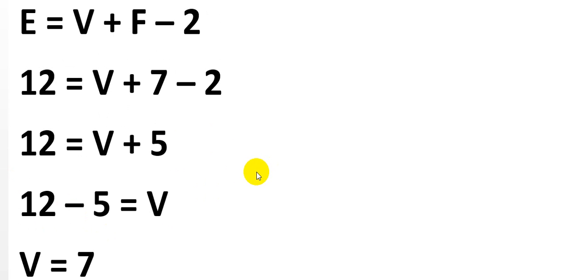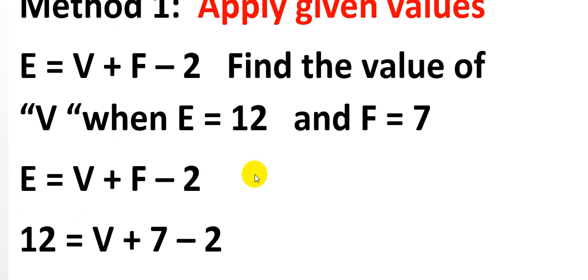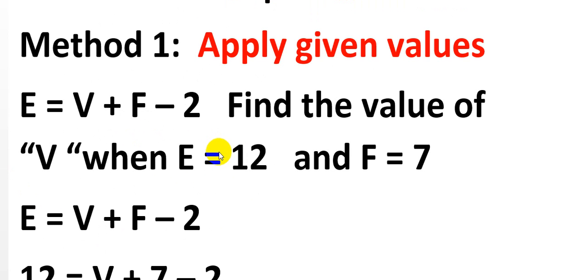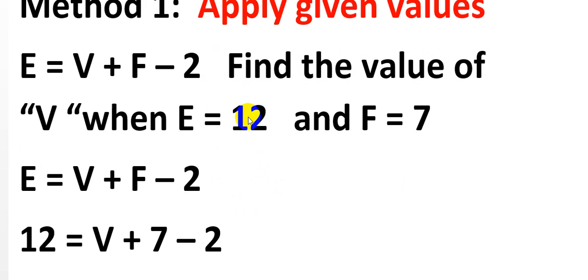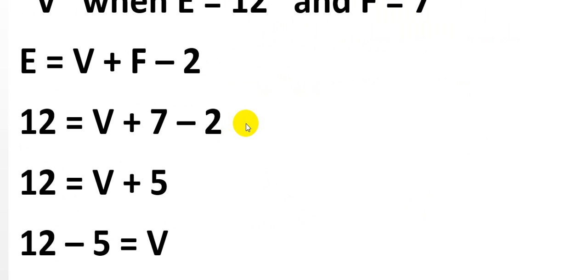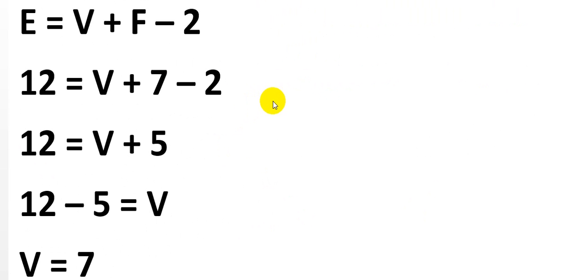So this is a simple formula which is given, and they want us to find the value of V by substituting, or in other words by replacing the corresponding values of E and F. So this is the first method. You straight away take the formula, check the corresponding values, apply the values, and you find the answer for the given term.